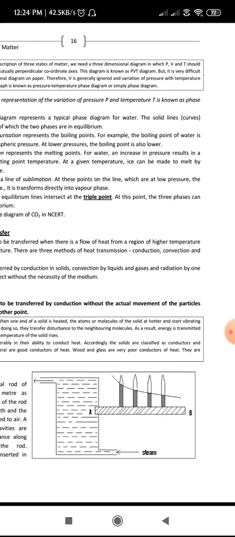First of all, you have a figure. Here you have a rod. The two ends of the rod are denoted by A and B. The end A of the rod is subjected to a steam bath, that is, you are supplying heat to the end A of the rod. In that rod you have four cavities, where you have placed thermometers. Initially, before heating the end A of the rod, the thermometers show the room temperature, so all the thermometers read the same reading.